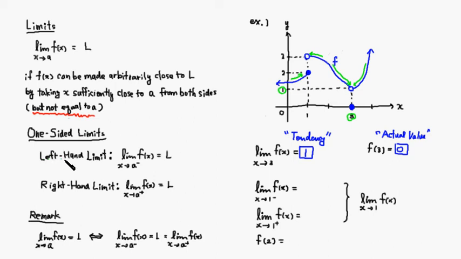So the left-hand limit notation is the limit of f of x as x approaches a from the left. We put a little negative sign to indicate that you're approaching from the left, or from the negative side. So that's equal to L. And the right-hand limit notation is very similar. Limit of f of x as x approaches a from the right, by putting a little positive sign here, right, is equal to L.